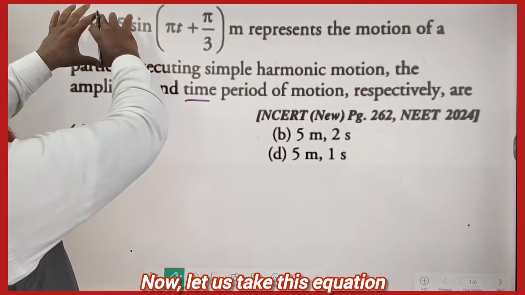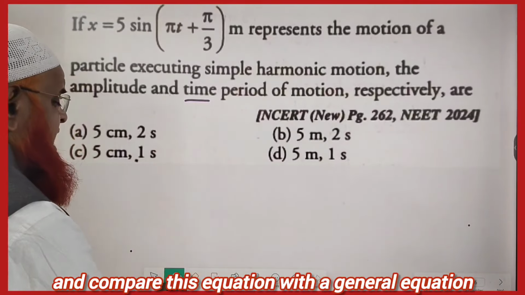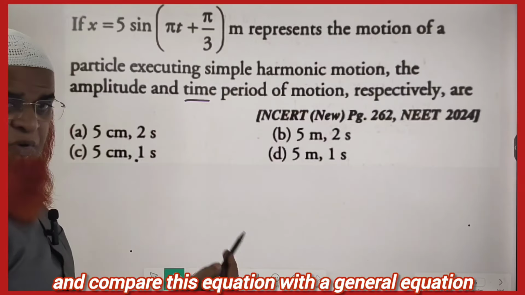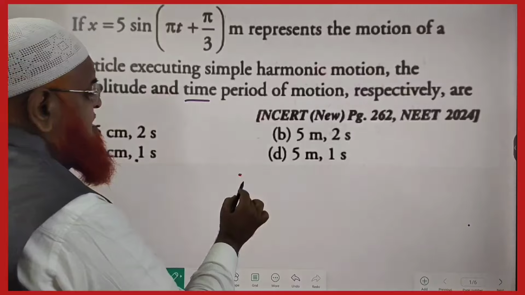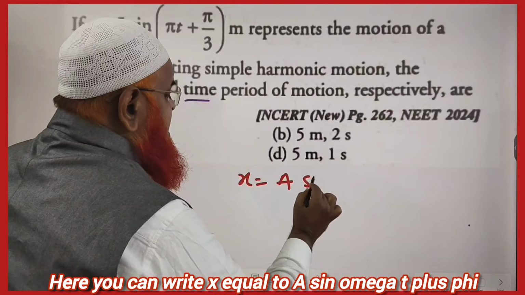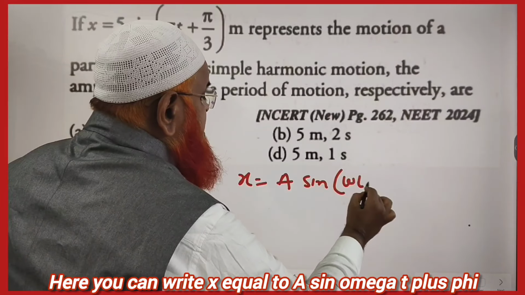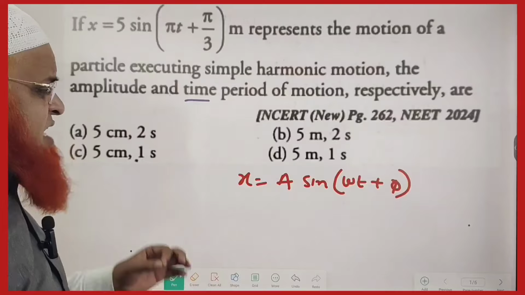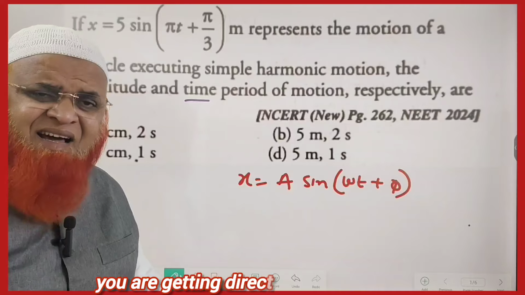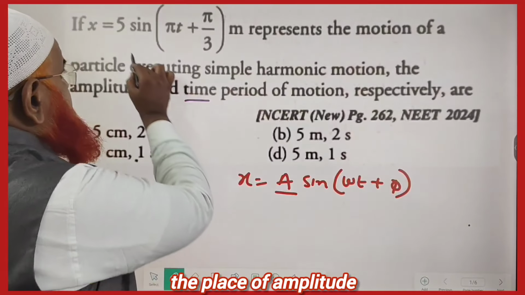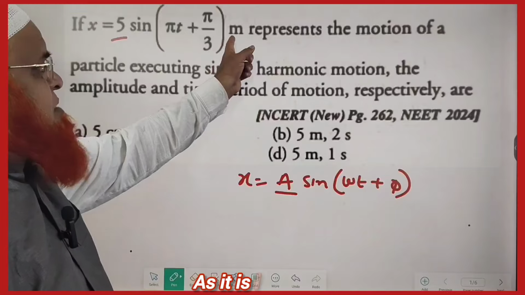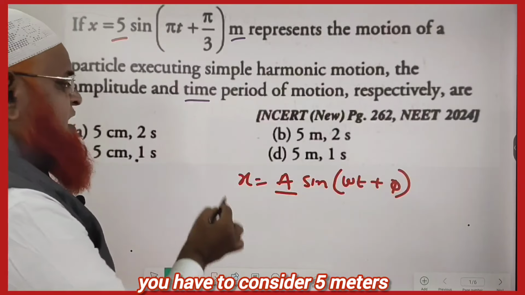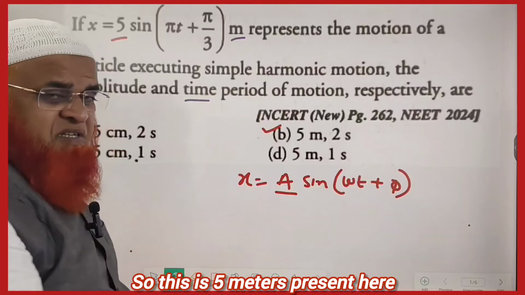Now, let us take this equation and compare it with a general equation. What is the general equation? Here you can write x equal to a sine omega t plus phi. So directly you are getting the amplitude. In the place of amplitude, what is present? As it is in meters, you have to consider 5 meters. So this is 5 meters present here.